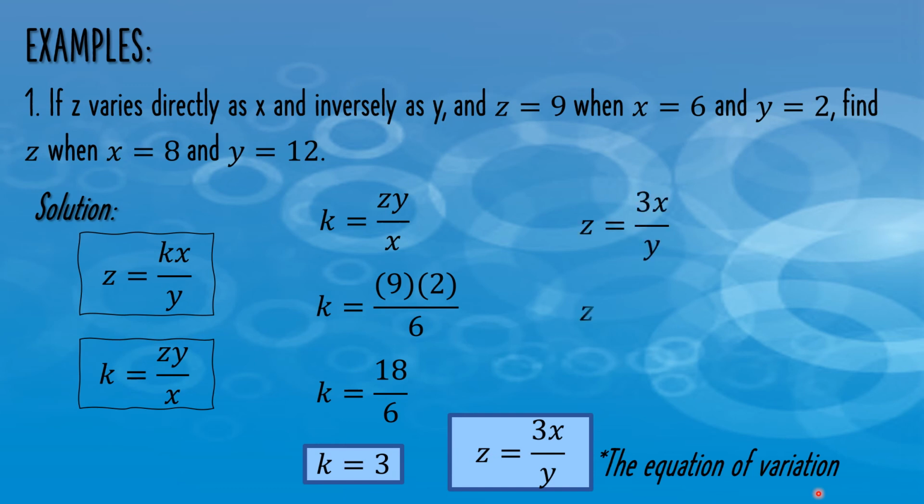Kaya magiging z equals 3 times 8 over 12. Because ang condition dyan, we will find the value of z if x is equal to 8, and the value of y must be 12. So let us multiply 3 times 8, that is 24, divided by 12. So the value of z is 2.